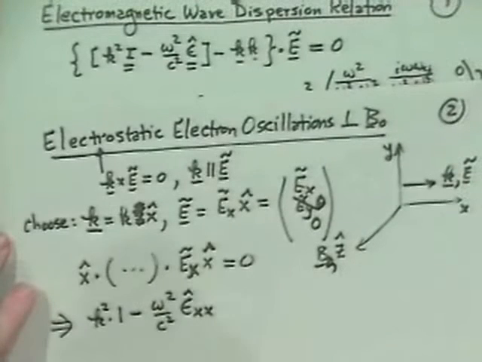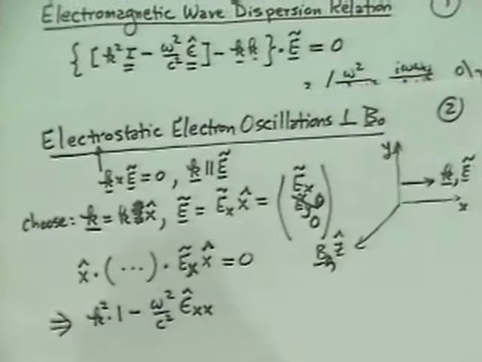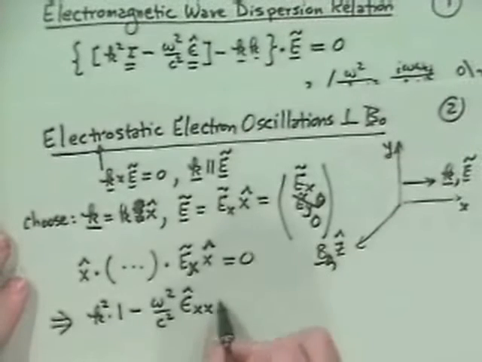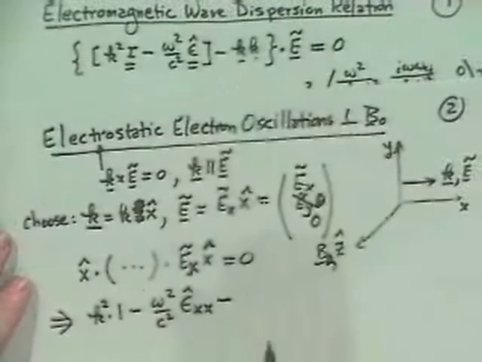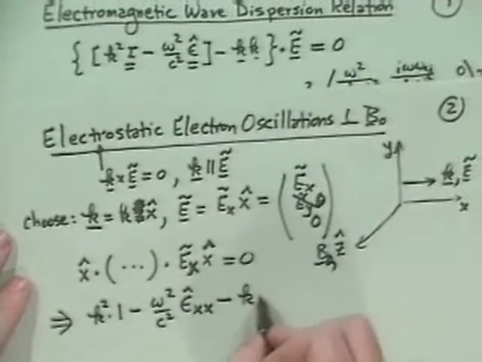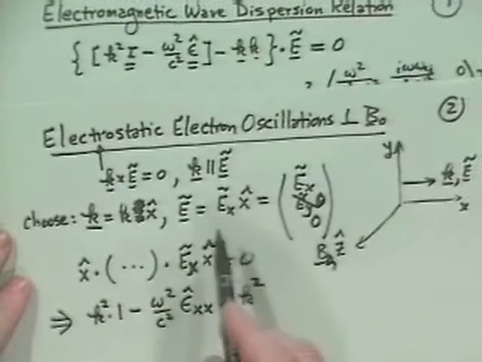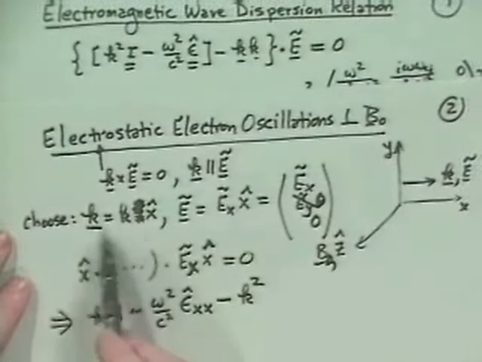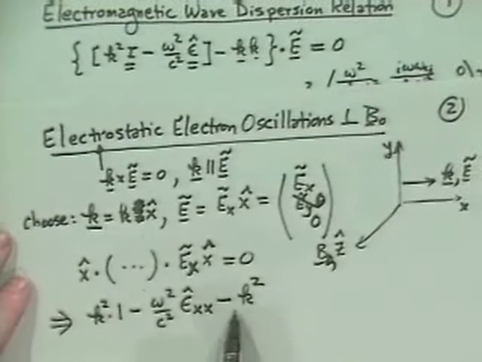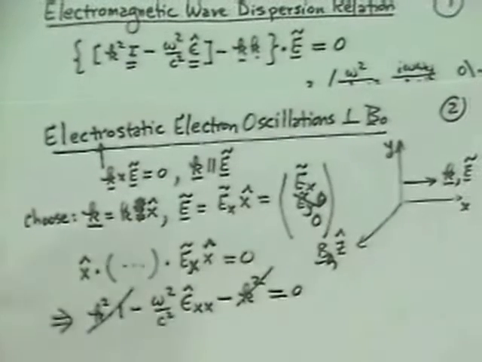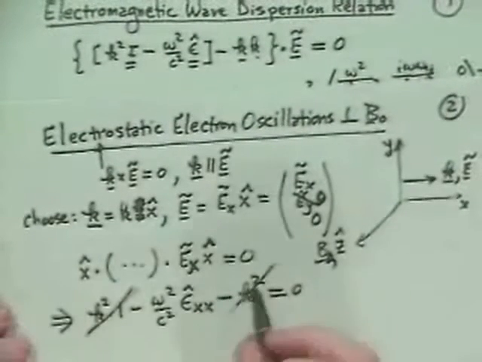Remember the hat here means that the dielectric tensor is not in the limit omega goes to zero, it's in response to a wave. So it's a finite frequency dielectric constant. And then minus k vector, but that will just be k squared because k is equal to kx actually. So this would be minus kx squared, but kx squared is k squared. And so that's zero. So those two parts cancel out.